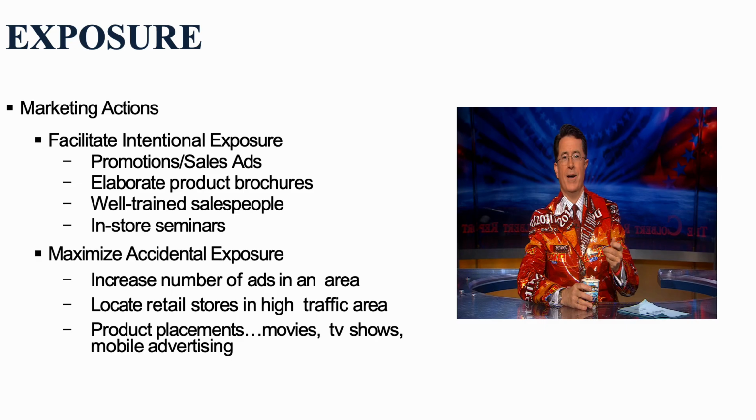For accidental exposure, what you want to do as a marketer is maximize accidental exposure. So you can increase the number of ads in an area. If you know people in a certain area like to do some things, you can use that information to place ads there. If you're trying to get people to go to a party, you might put more ads on a college campus, right? Than you would in the general population or in a general area.